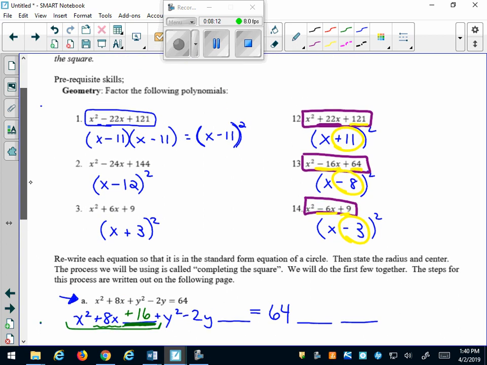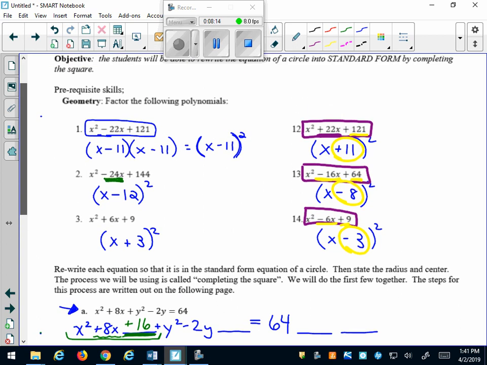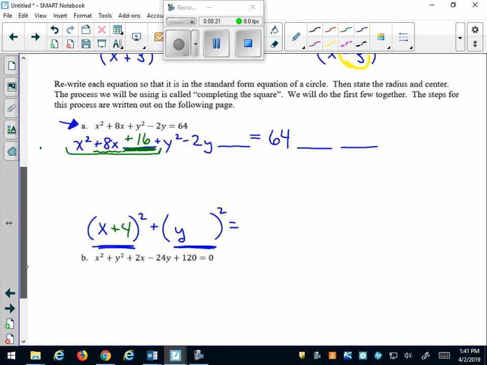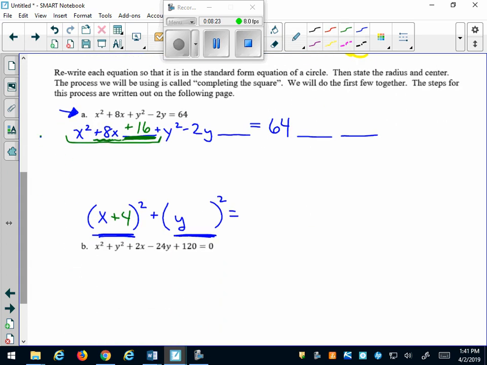Okay, remember when we said up here, right? Cut this in half, square it, and you get the last term. But when you cut it in half, that's what went into the parentheses. So we just did the exact same thing here. We cut positive 8 in half, that went there. Square it, and that is what you add. Okay, we'll do the same thing for the y's.